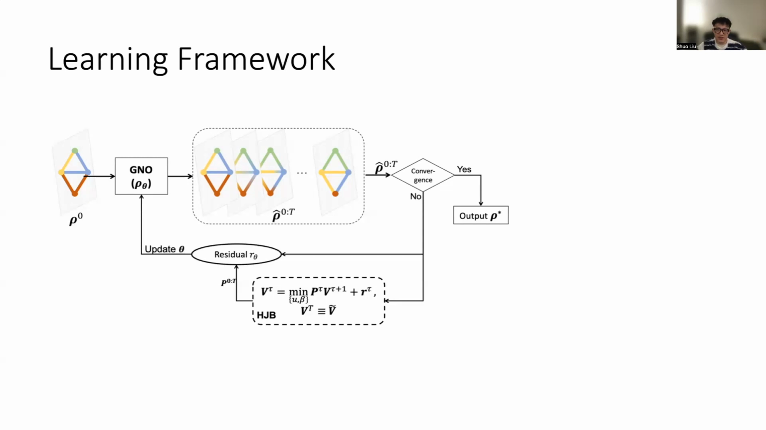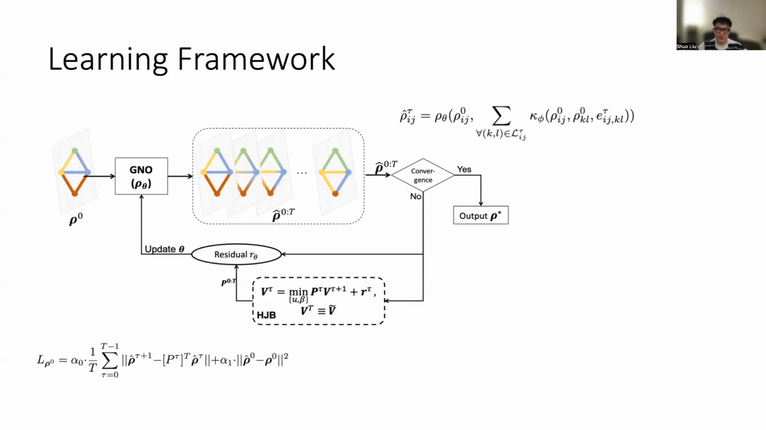The GNO is instantiated as the following MPNN. The cumulative message e_ijkl indicates the ratio of population entering from edge kl to edge ij. The neighborhood message is transformed by a kernel function kappa phi and aggregated as an additional feature to estimate population density. The output of the GNO is then passed to the HJB module, which basically solves a Bellman equation regarding optimal control, given the rho.